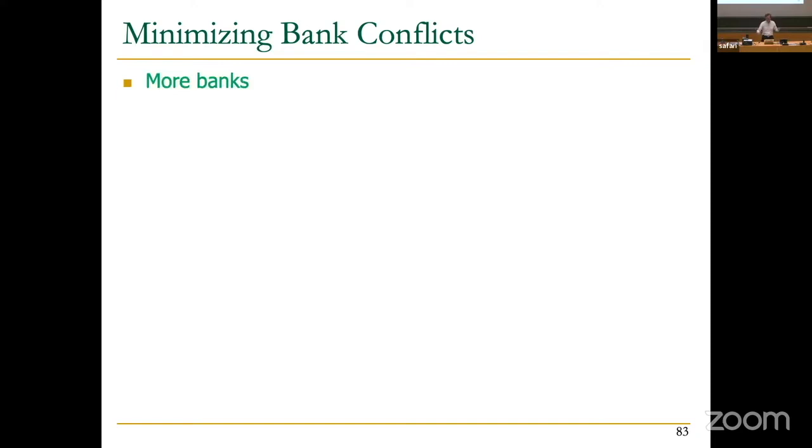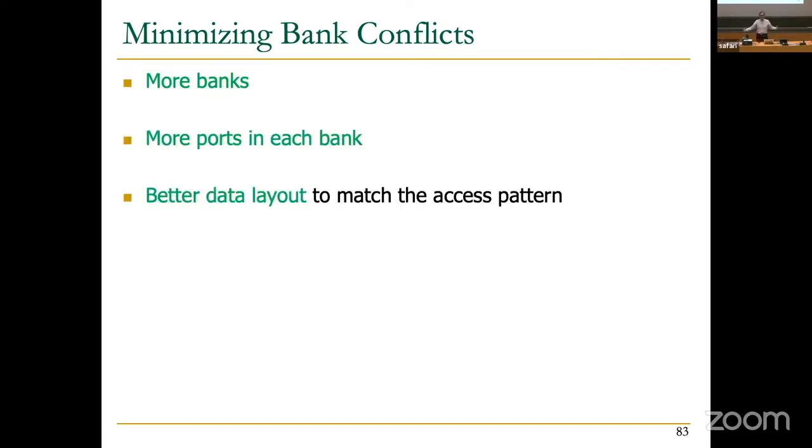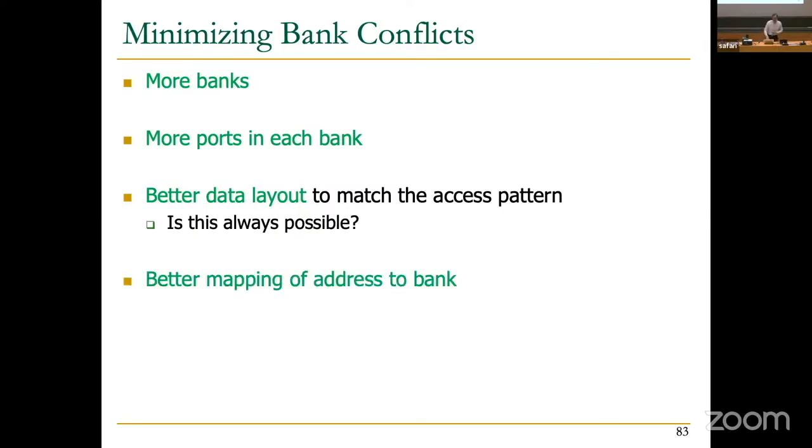More banks. We have more banks today. Expensive. More ports in each bank. Expensive. Better data layout to match the access pattern. How do you do that? You need a hero programmer for that. Is this always possible? Maybe not. Better mapping of address to bank.